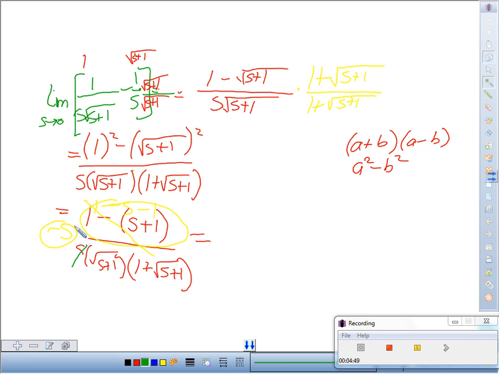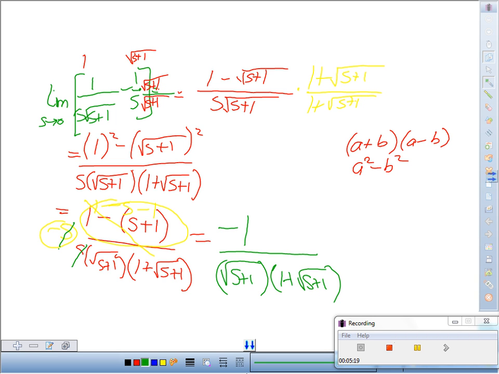Now this s and this s will cancel. And what I'm left with is minus 1. So I had a minus s, right? Minus 1 over square root s plus 1 times 1 plus square root of s plus 1. Right?